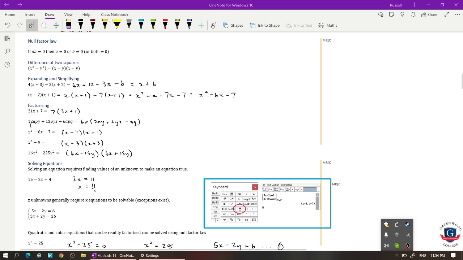In this case, we've got 3 terms. What's common to them? 6 and p. Put that out the front. 6p times 2ay gives me 6apy. 6p times 2yz gives me 6pyz. 6p times negative aq gives me negative 6apq, as required.